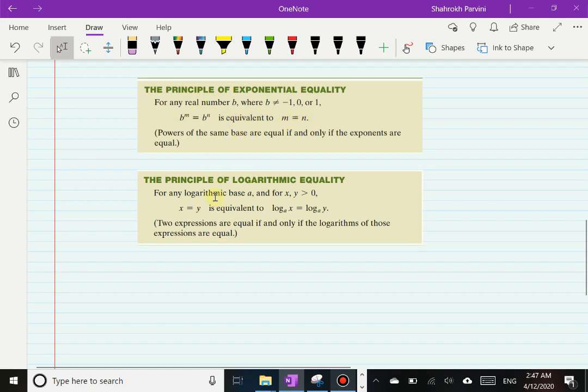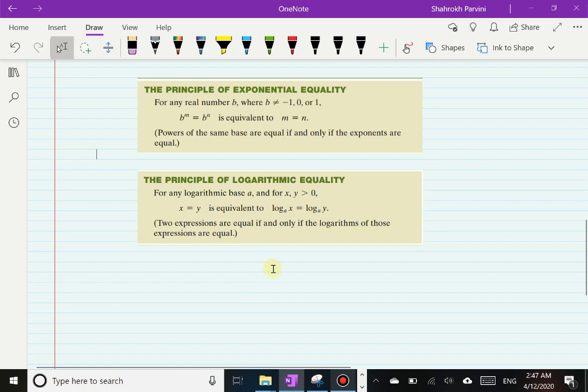And a similar principle exists for logarithmic equalities, given these conditions are met, of course. x equal y is equivalent to log base a of x equals log base a of y. So in other words, if I have a logarithmic equation where I have a single log on the left and a single log on the right side, it's almost like canceling the logs. Then x and y, we can set them equal to each other.